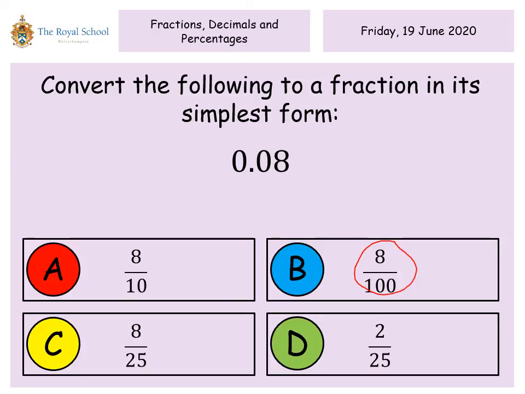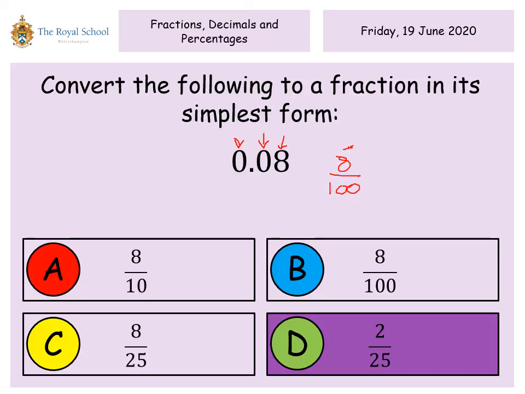8 over 100, we could halve both of our numbers and give us 4 over 50, and we could halve both the numbers again and that gives us 2 over 25. So actually D is our final answer for this one. The other method of doing this would be to use our place value. We've got 0 units, we've got 0 tenths, and we've got 8 hundredths here in this fraction. So we could write it straight away as our 8 over 100, and then simplify that to give us our 2/25. But of course, working our way around our fraction decimal percentage loop clockwise always works for this.